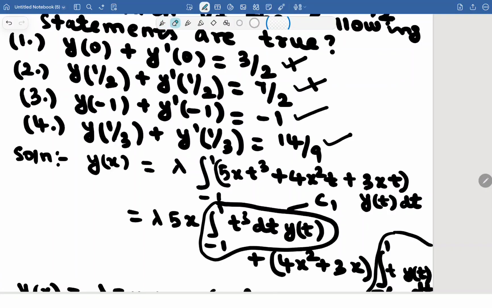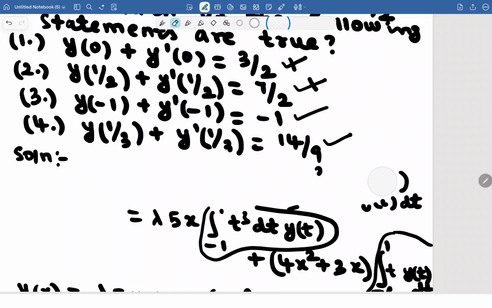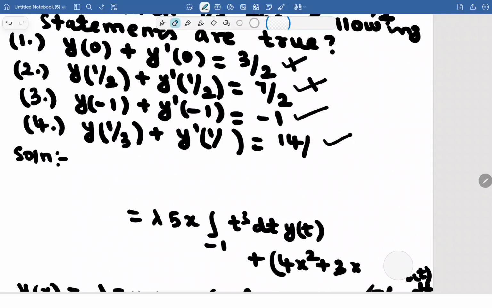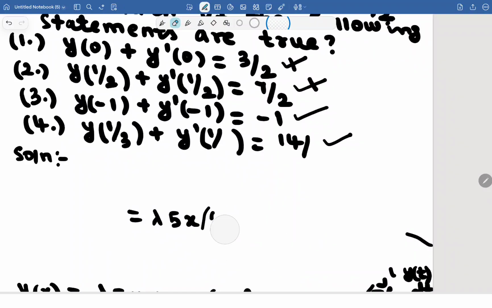I am going to check the third one and fourth one for this problem. Since the problem is from part C, more than one option may be the correct option. I am going to check the last two options, third one and fourth one.